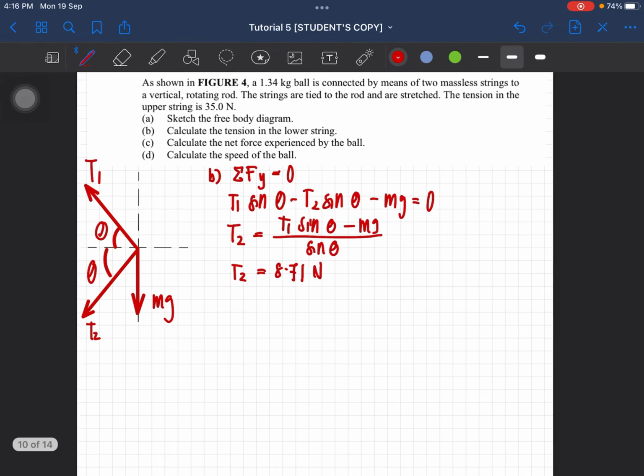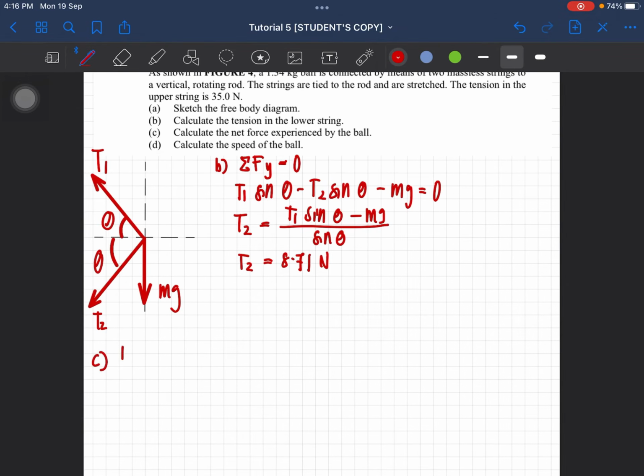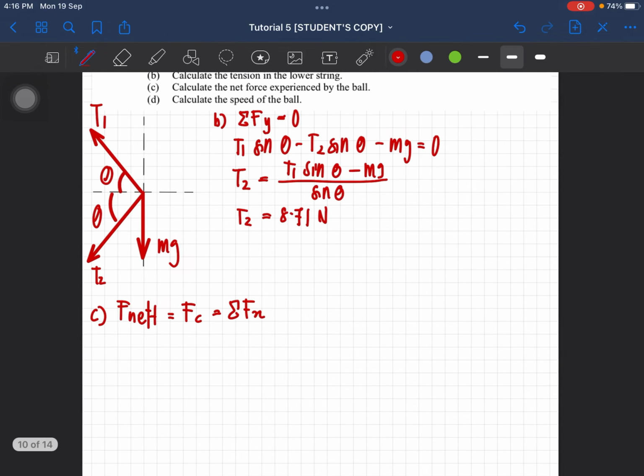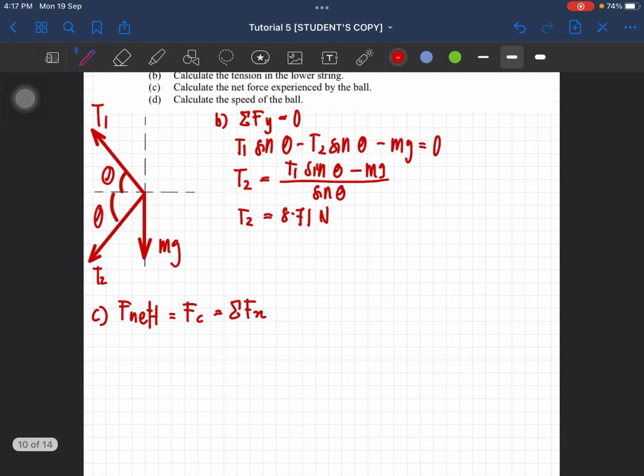Okay. Next, we have to calculate the net force. Okay, remember, net force is the force that has acceleration only. Net force is equal to ma, it is not equal to 0. So the value of that force will be equal to the centripetal force. So centripetal force is in the x component. So the net force will be T1 cos theta plus T2 cos theta.